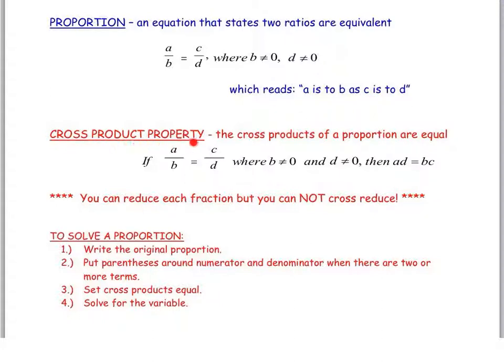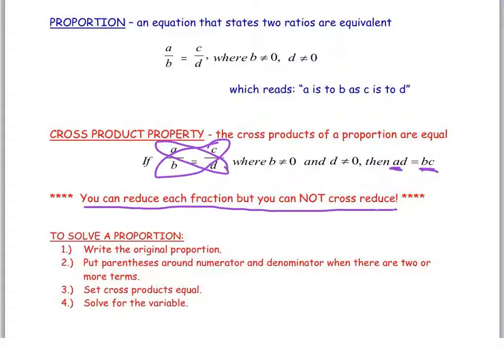The cross product property we will be using to solve these proportions says that the cross products of a proportion are equal to each other. So if you have A is to B as C is to D, then AD, that means A times D, is going to be equal to CB, or BC. So the cross products are equal. And it says you can reduce each fraction, but you cannot cross-reduce on proportions. That's very important. You can reduce the fraction, but you cannot cross-reduce.